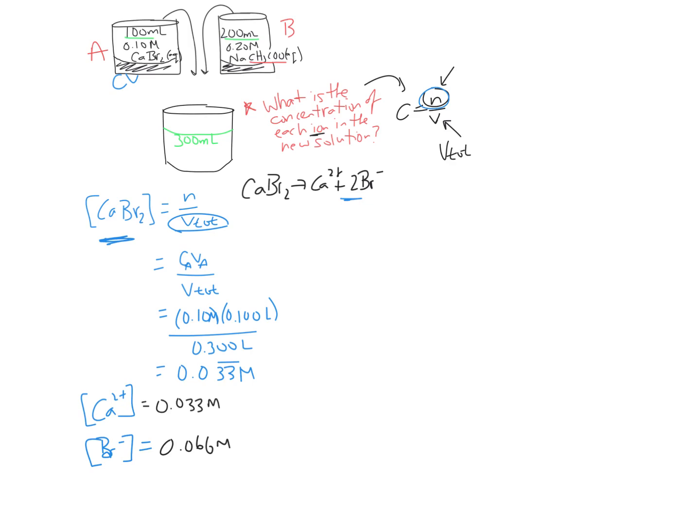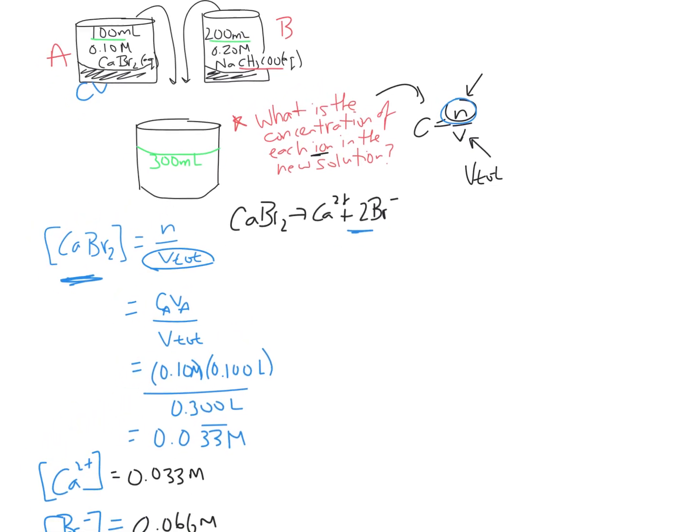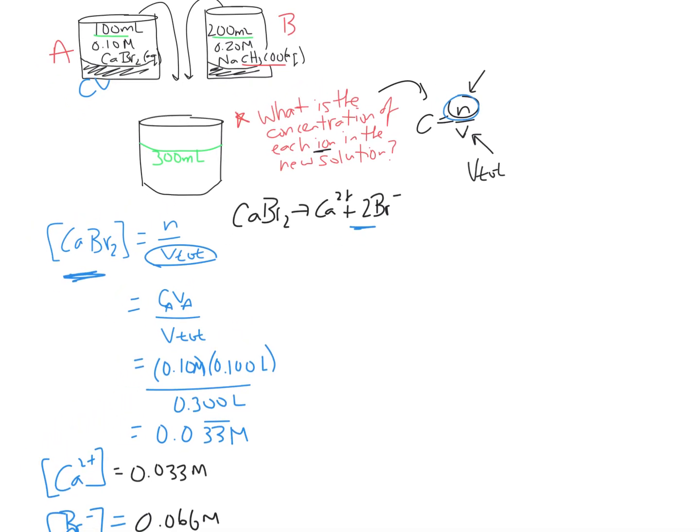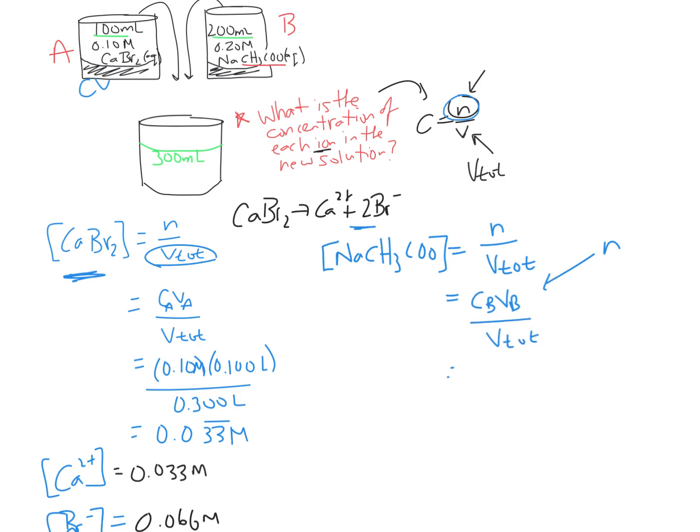So for the other salt, which was sodium ethanoate, what's the concentration of the sodium ethanoate in there? Again, we'll do the same thing. Number of moles of it over the total volume. Moles is going to be concentration of B times volume of B. Again, this is because this is where all the moles actually come from, from its initial solution. Then of course we're diluting it, so that's why we're using V total.